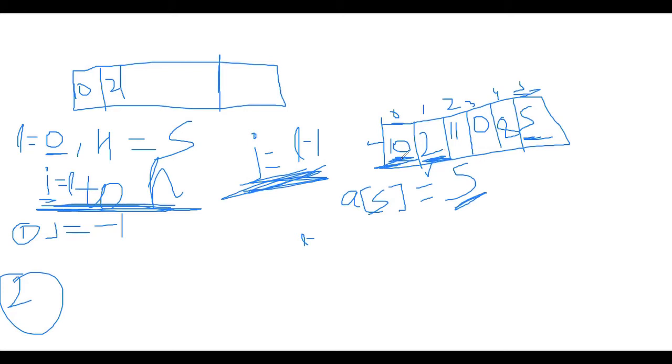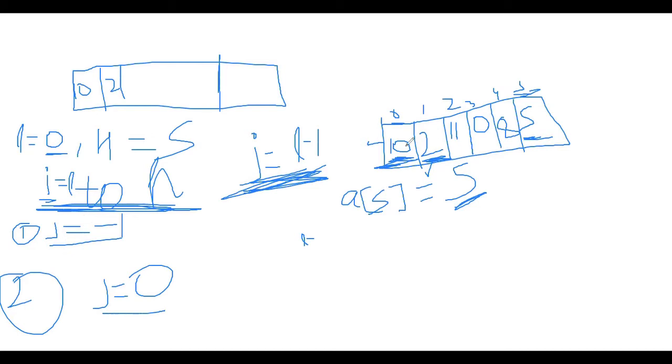And how will we bring this 2 to the left side? We will increment this j. So now this j will become what? 0, right? j was minus 1, j will become 0. And then we will do a swap of a[j] and a[i].